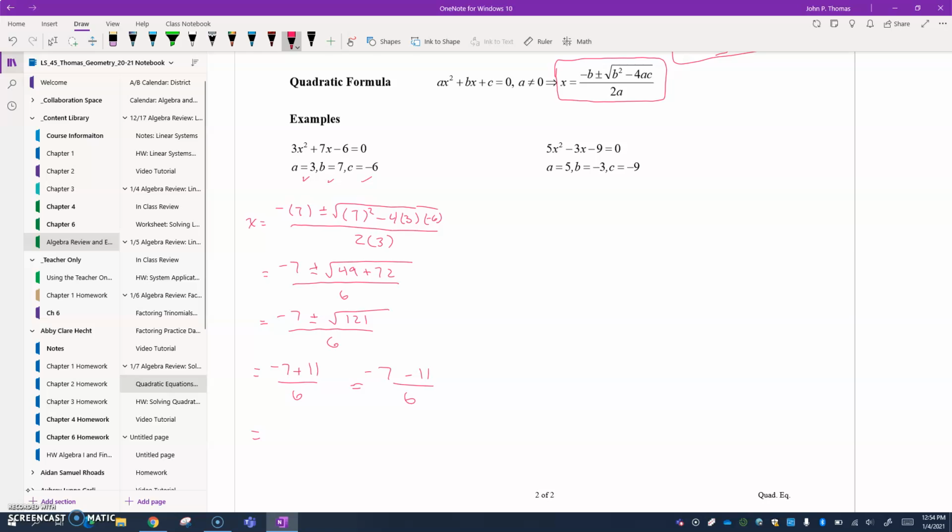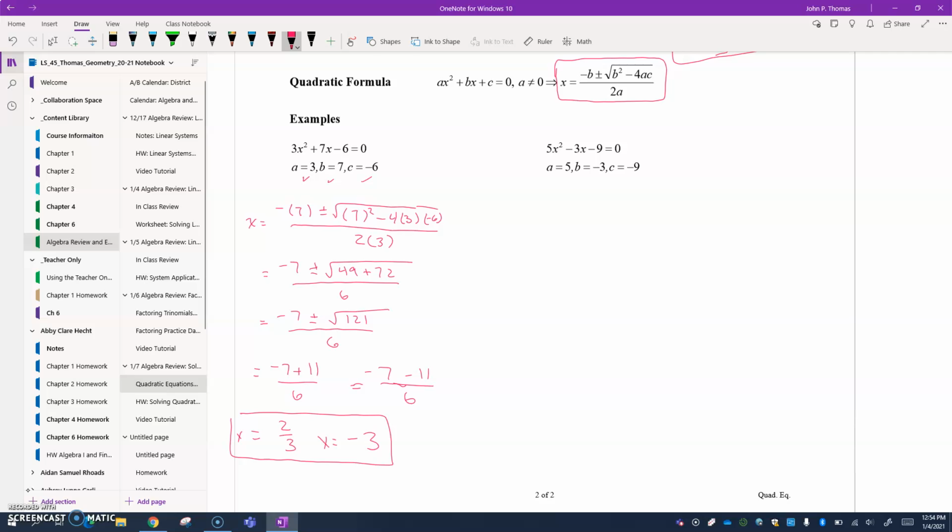So in the first half of this, I've got 4 over 6, or 2/3. And in the second half of this, I have negative 18 over 6, which would be negative 3. So my two values for x are 2/3 and negative 3. And we could confirm that by factoring if we wanted to, using split middle term. All right, looking to the next one.